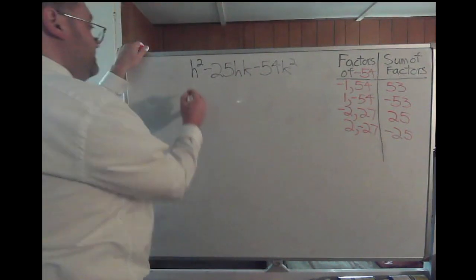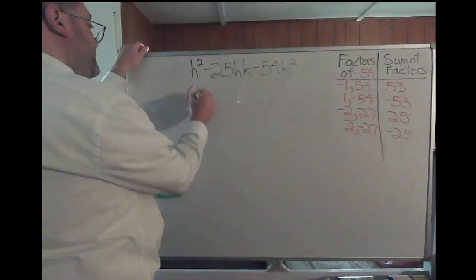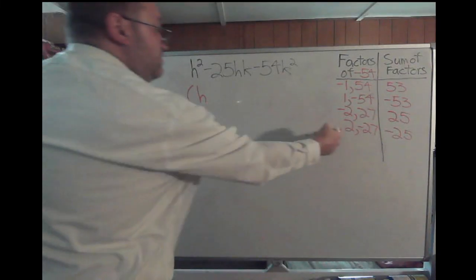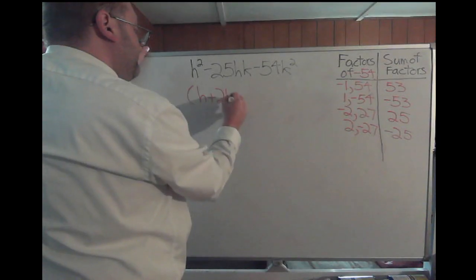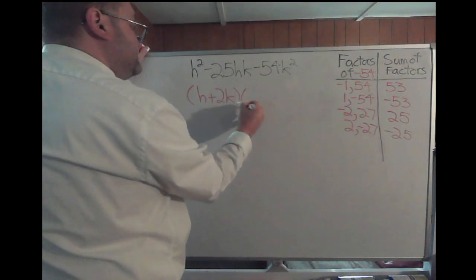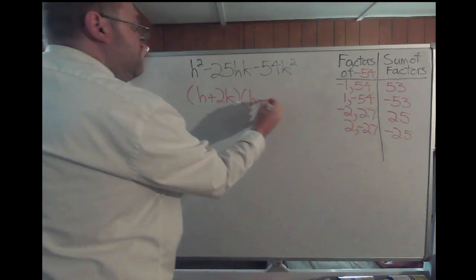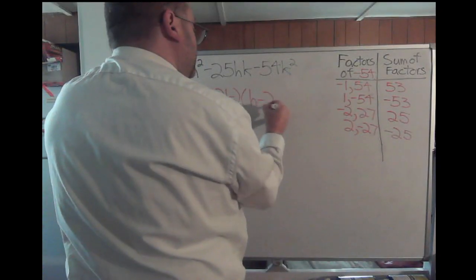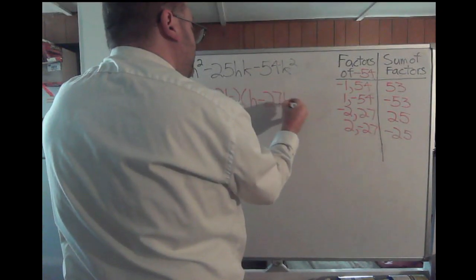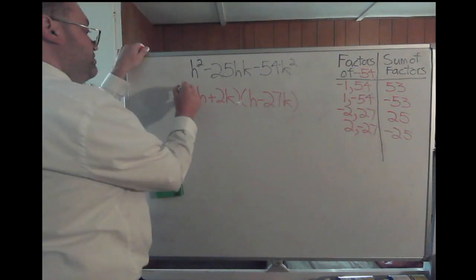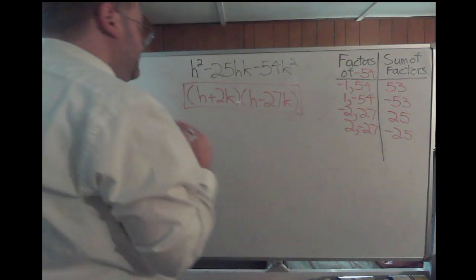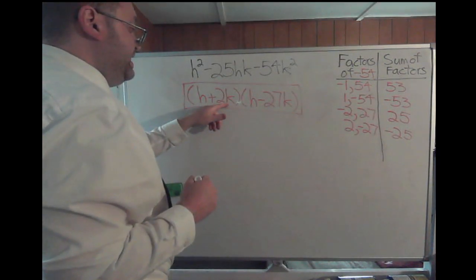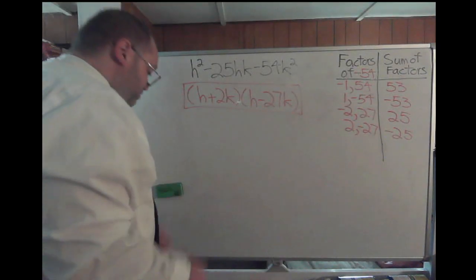And we've arrived. So now you'll take your h plus the 2k, that quantity, times your h minus your 27k. And that would be your factorization for this polynomial: the quantity of h plus 2k times the quantity of h minus 27k.